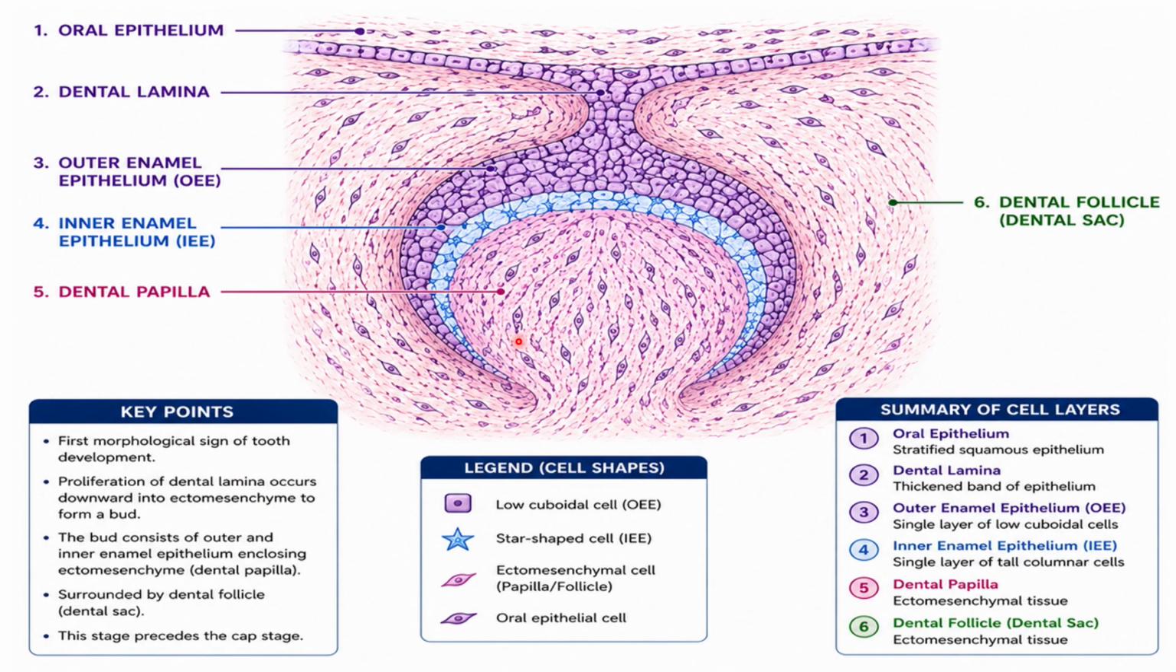The bud stage is the first morphological sign of tooth development. Each bud corresponds to one future primary tooth. We can see that the bud consists of outer enamel epithelium, which encloses the ectomesenchymal tissue, that is the dental papilla, and which is surrounded by the ectomesenchymal tissue, that is the dental follicle. The outer enamel epithelium is composed of a single layer of low cuboidal cells, whereas the inner enamel epithelium is composed of a single layer of tall columnar cells.